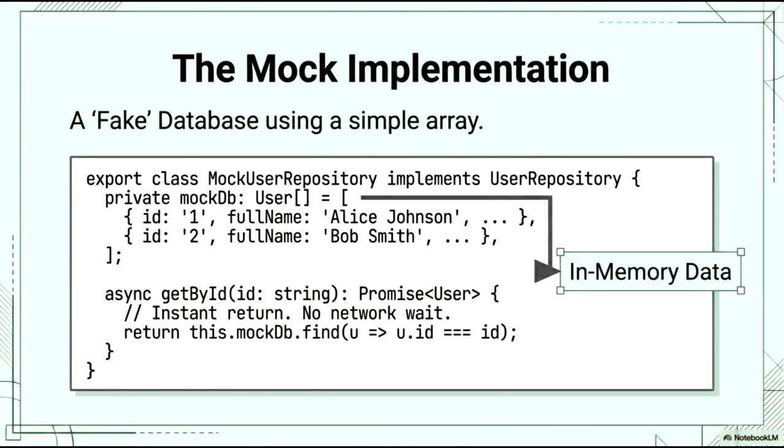In this mock implementation, we replace a complex database dependency with a simple array to create a fake database. The MockUserRepository class implements the UserRepository interface, ensuring it can be swapped in seamlessly during testing or development. As shown here, the mockDb property holds a set of hard-coded user objects directly in memory. When we call the getById method, it remains asynchronous to match the signature of a real repository, but it returns results instantly. This avoids network latency and external dependencies by searching the local array instead of a live database.